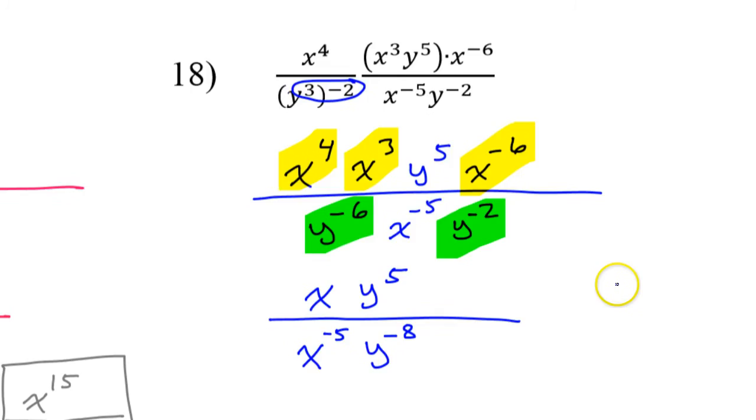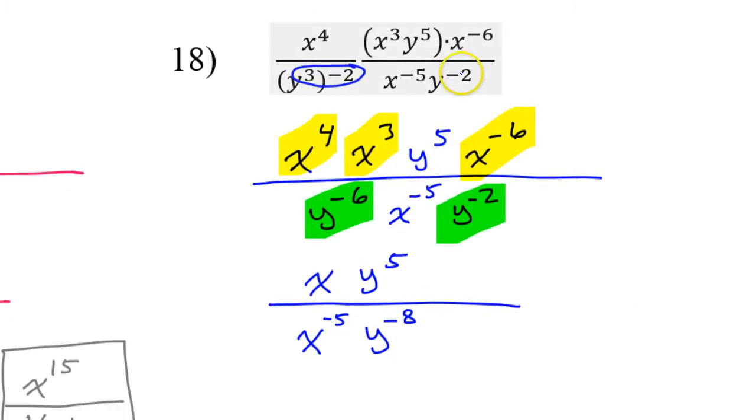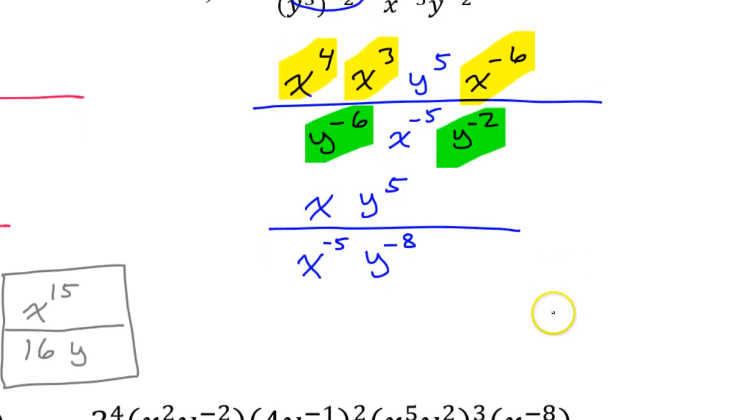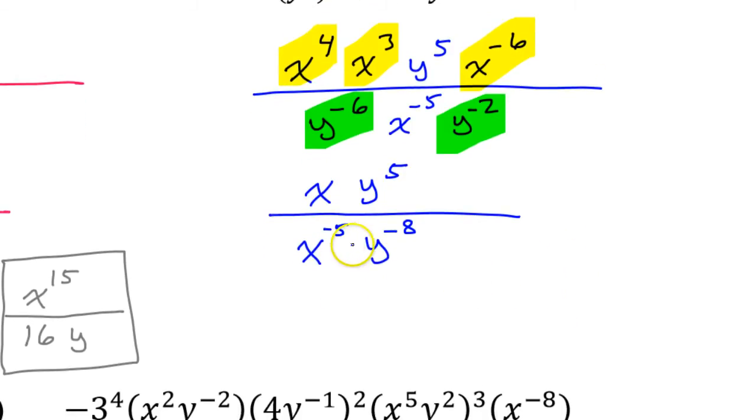Okay, so to review, I got rid of my parentheses first. Then I combined anything that's the same variable in the numerator and the denominator. And now my third step will be to deal with my negative exponents that survived. And we know that anything with a negative exponent is going to move to the other side of the fraction.